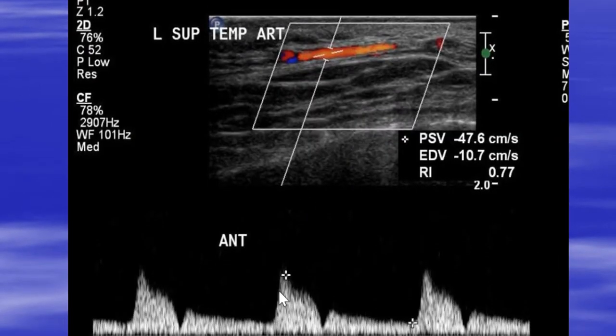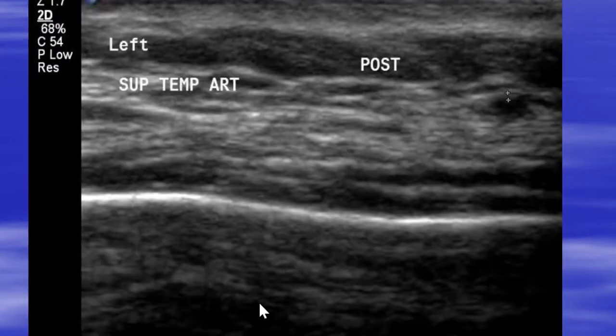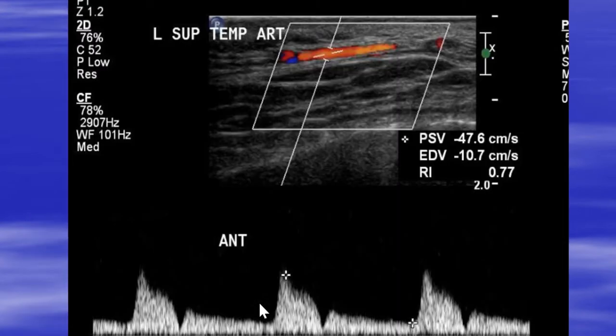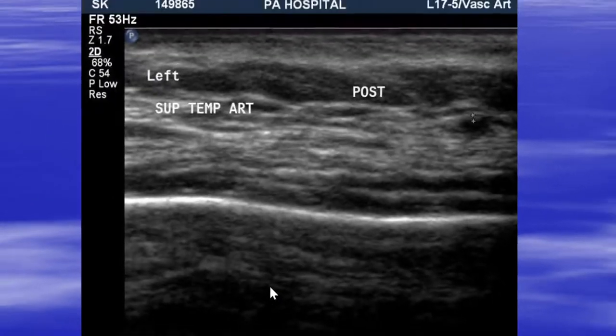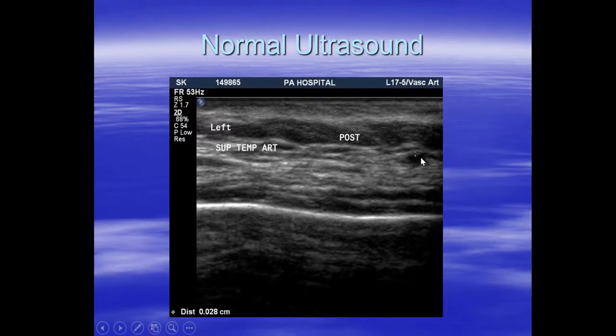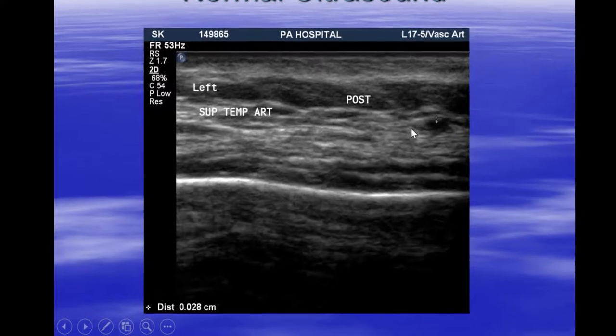Nice Doppler here with lots of end diastole telling me that there's no distal problems with the vessel, and that it's quite easy for the blood to get up. It's quite a low resistance bed. And here's the posterior branch. Once again, the wall just here from there to there.